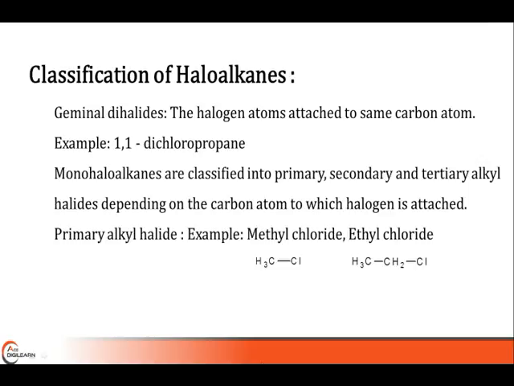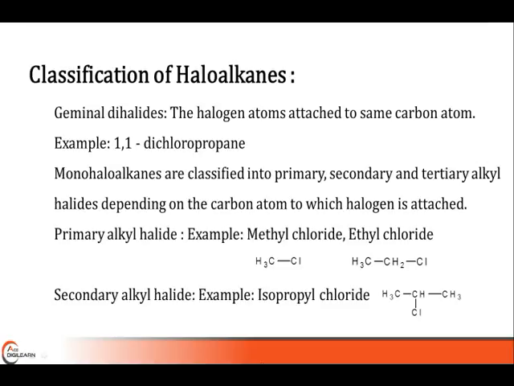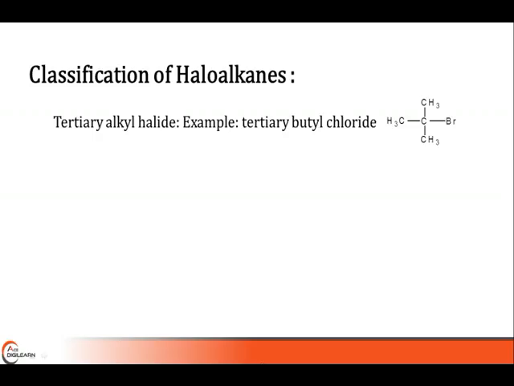Monohaloalkanes are classified into primary, secondary and tertiary alkyl halides depending on the carbon atom to which the halogen is attached. A primary alkyl halide is one where the halogen is attached to a primary carbon atom. Examples are methyl chloride and ethyl chloride. A secondary alkyl halide is one where the halogen atom is attached to a secondary carbon atom. An example is isopropyl chloride. In a tertiary alkyl halide, the tertiary carbon carries the halogen atom. An example is tertiary butyl chloride.